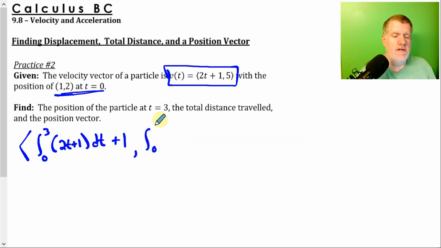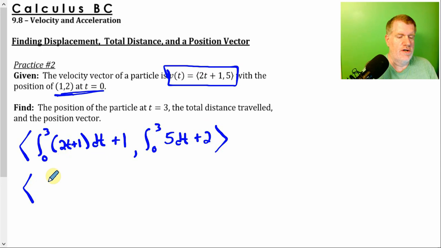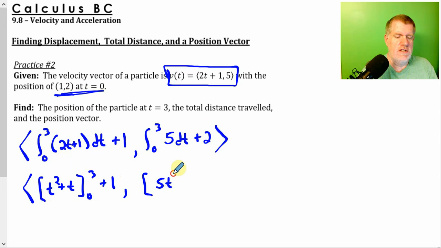And the same thing for the y component. Where did it go from 0 to 3? And the y is 5. Remember, the y starts at 2. So this solution would be its position at 3. So we'll do a little calculations here. We end up with t squared plus t from 0 to 3 plus 1, and 5t from 0 to 3 plus 2.